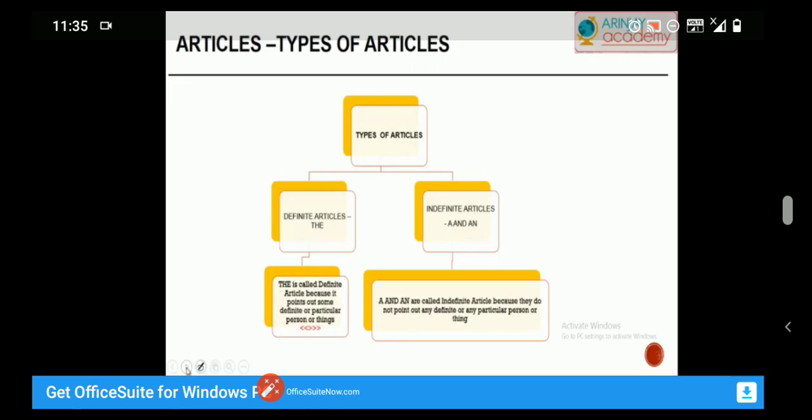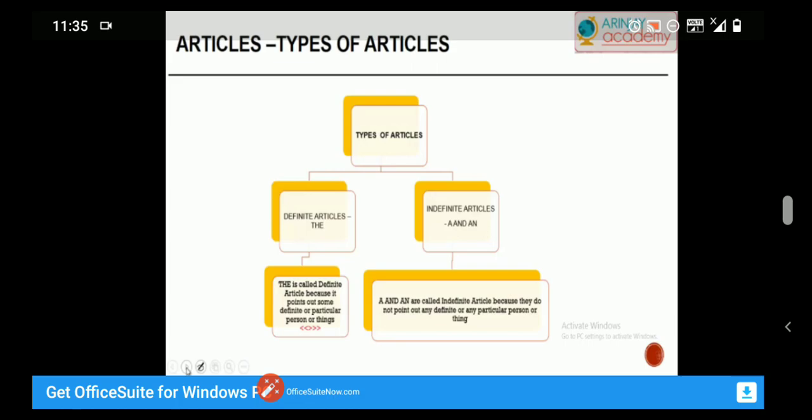Types of articles. We have two different types of articles, that is definite article the and indefinite articles a and an. The is called definite article. Why? Because it points out some definite or particular person or thing. We always say that definite article is the. And why is it called the definite article? Because it always points out some definite or particular person or thing.